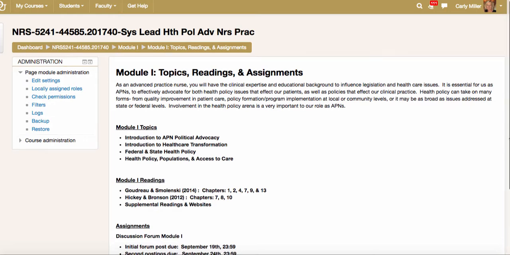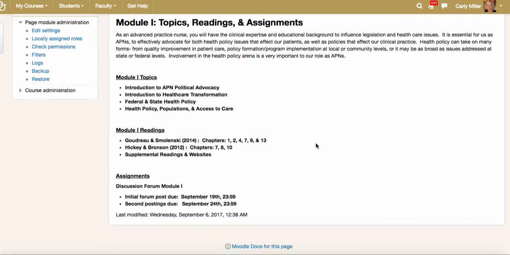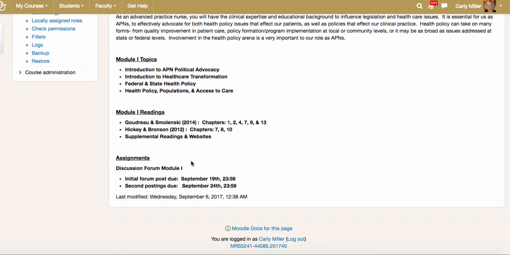I always will put the Module 1 readings in here. Then at the bottom, you always will find our assignments with due dates. So your initial forum post for Module 1 is due on the 19th at midnight. Second postings are due by the 24th at midnight. So that's the completion of Module 1.